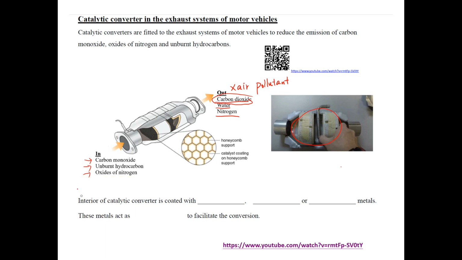Do you still remember? They are the expensive metals, but in the video it said reverse it. So they include platinum, okay, and then rhodium, and the last one is palladium. So these act as catalysts, to facilitate the conversion.